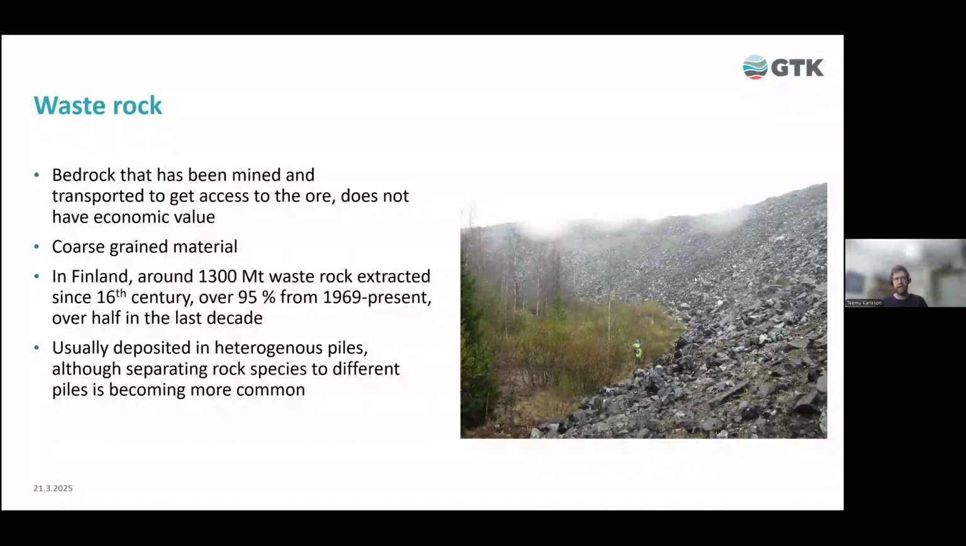And in Finland since the 16th century, around 1,300 million tons of waste rock has been generated. Most of it during the past 50 years and over half during the last decade. So the amount of generated waste rock is getting higher. Usually it's deposited in heterogeneous piles, although separating different rock types to separate piles has become more common, which is good.